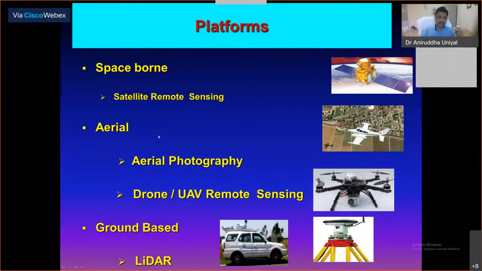At the same time, there is another platform, the ground-based platform, wherein ground-based sensors, mounted on a tripod or on a vehicle, are also used for mapping. Now, the latest of the remote sensing technologies is drone or UAV remote sensing. UAV means unmanned aerial vehicle, or UAS, unmanned aerial system. These systems are also being used nowadays as aerial platforms for taking images.